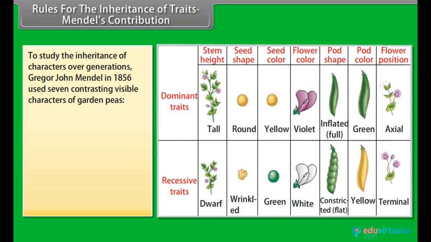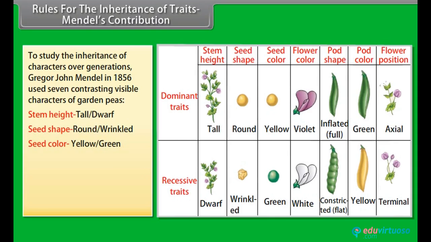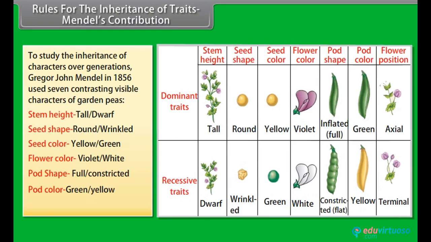To study the inheritance of characters over generations, Gregor John Mendel in 1856 used 7 contrasting visible characters of garden peas. Stem height, tall, dwarf plants, seed shape, round, wrinkled seeds, seed color, yellow-green seeds, flower color, violet-white flowers, pod shape, full constricted pods, pod color, green-yellow pods, flower position, axial terminal flowers.